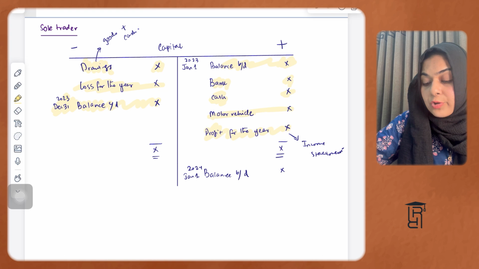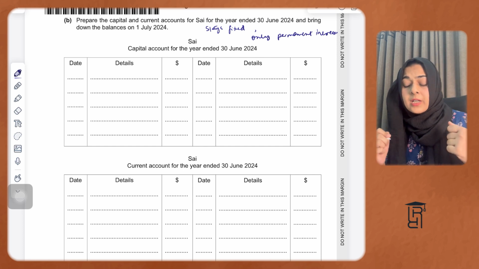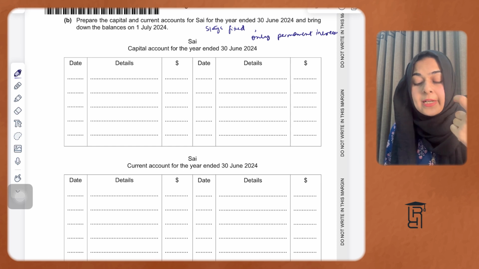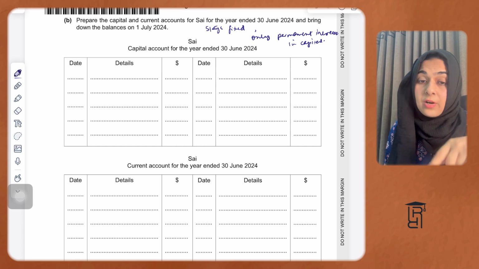And for the capital account, only a permanent increase in capital is recorded in the partner's capital account. I will tell you what a permanent increase in capital means. It means that if the partner brings in additional capital, or brings in a personal motor vehicle and transfers it into the business, or transfers any other personal non-current asset into the business, or brings additional capital in the form of cash or bank, only that will be recorded in the capital account of the partner.